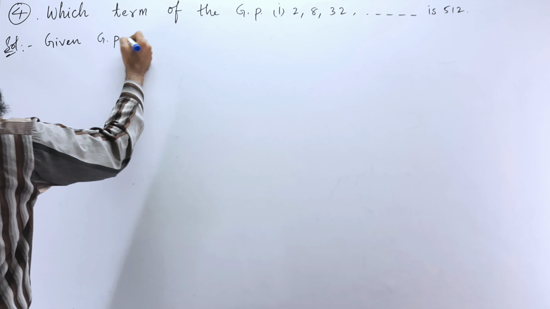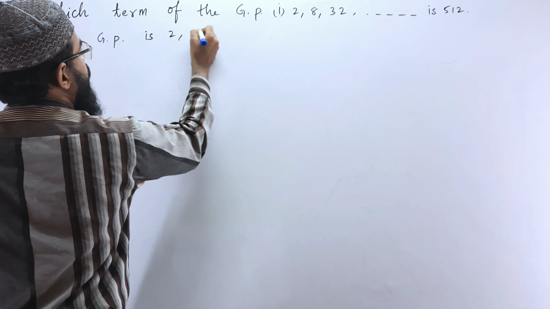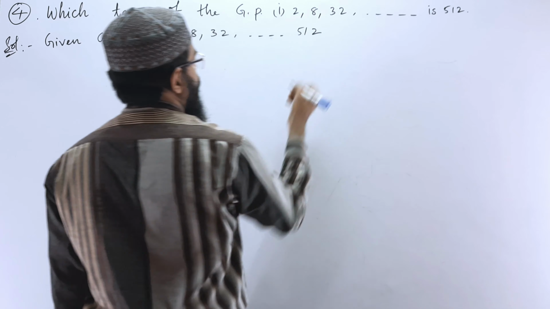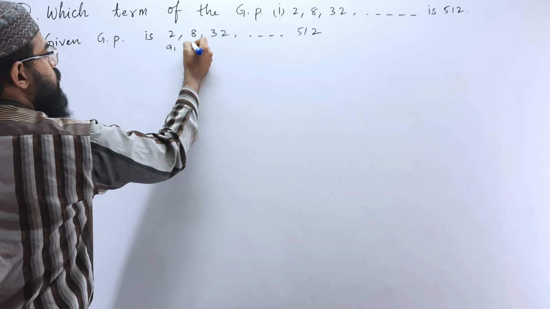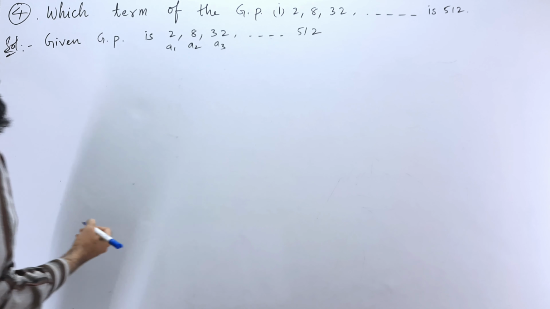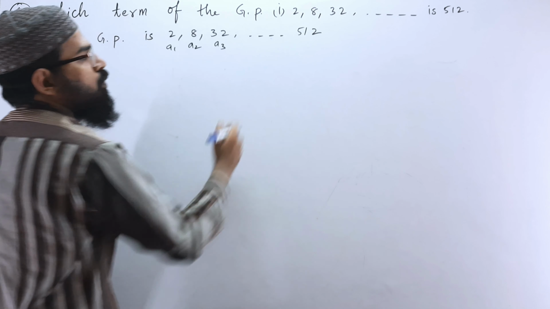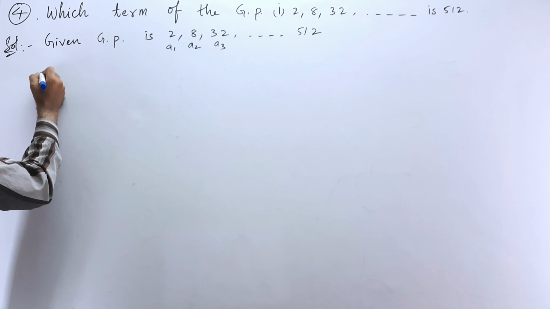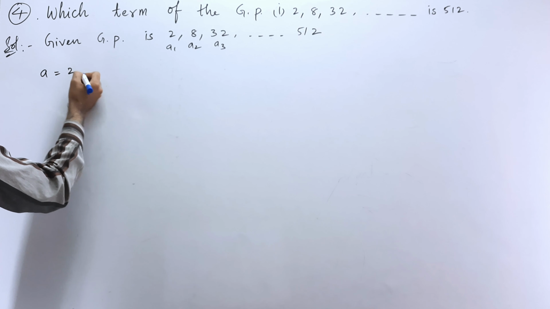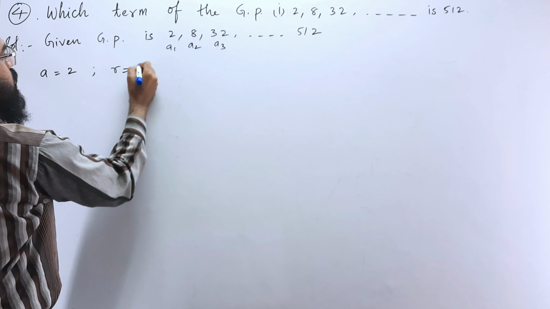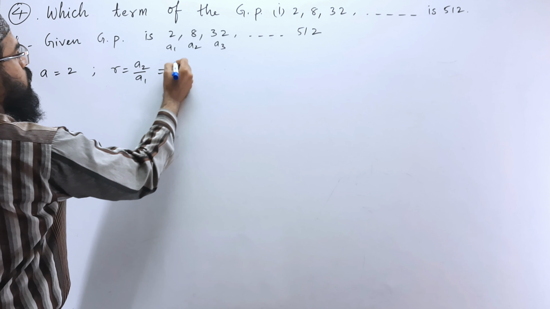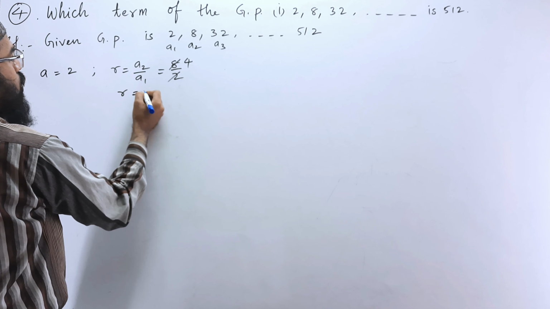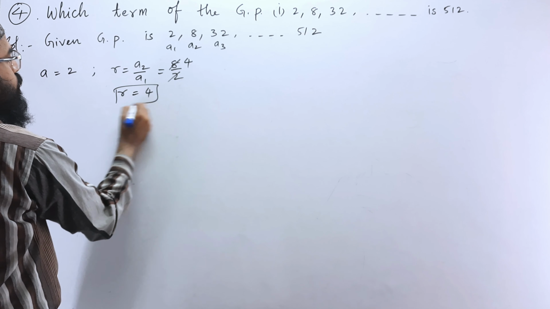Given GP is 2, 8, 32 up to so on 512. So this is the first term, second term, third term, and we don't know which term this 512 is. So let this term be the nth term. First term is 2 and the common ratio R is equal to A2 by A1. So 8 by 2. 2 ones are 2, 2 fours are 8. So therefore common ratio R is equal to 4.